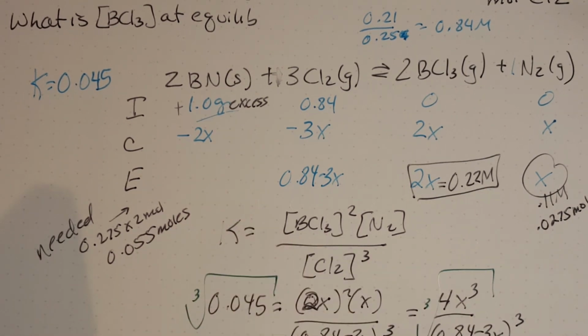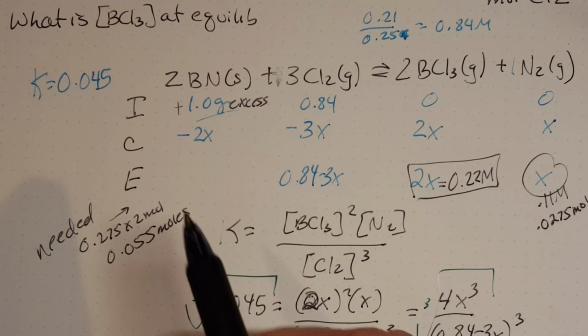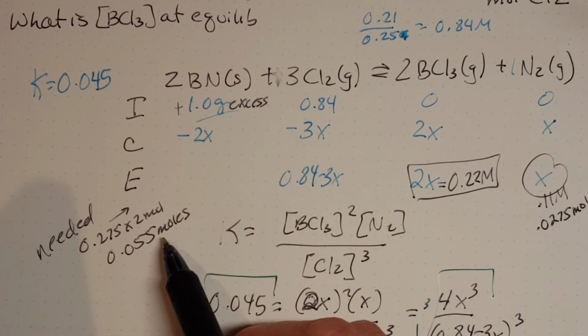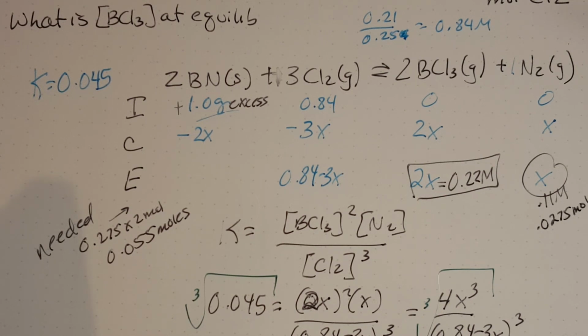So we can get the molar mass of the boron nitride, and we can find out that 0.055 moles, that's what we need. That's more than 1 gram. So if you started out with 1 gram of the boron nitride, you wouldn't have enough to reach equilibrium. And that's how you do that type of problem.